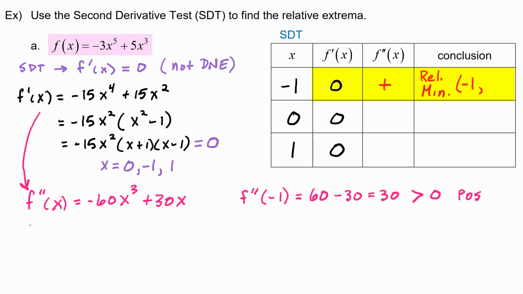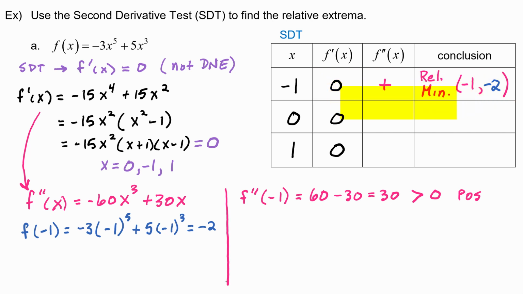We know that f of negative 1 is going to be negative 3 times negative 1 to the fifth plus 5 times negative 1 to the third, which is equal to a positive 3 minus 5, so that's negative 2. So we know there's a relative minimum there.